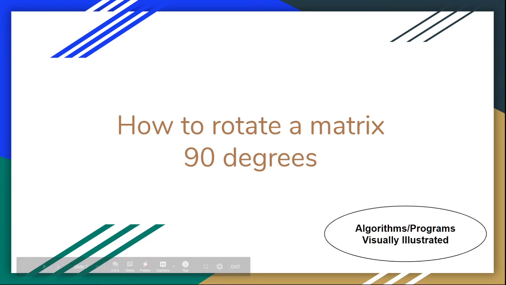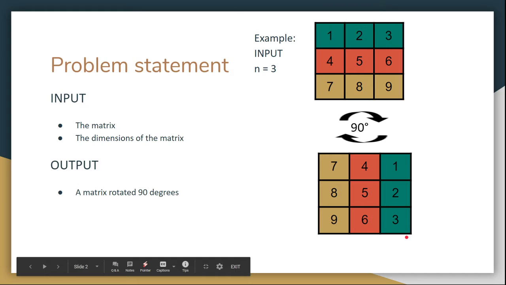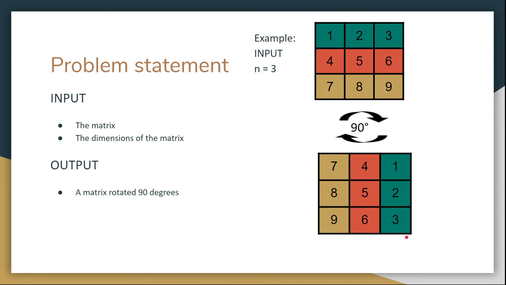How to rotate a matrix 90 degrees. Problem statement. The input is the matrix and the dimensions of the matrix. The output would be the matrix rotated 90 degrees. Example, the input would be n, which is 3, and that would be the dimensions of the matrix.